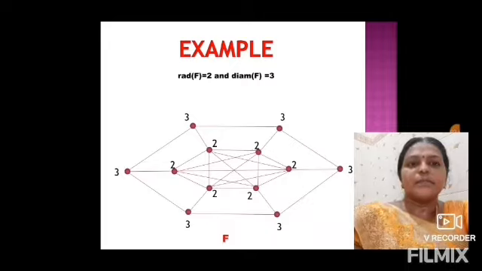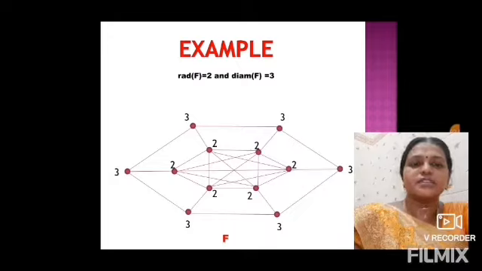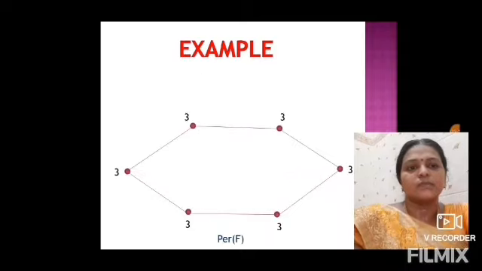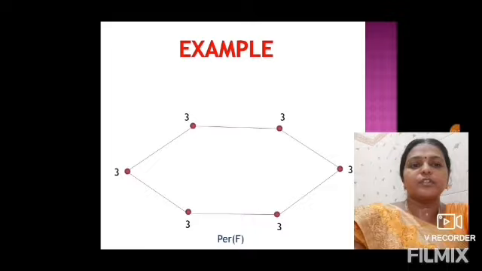Let's go for another example, the graph F. Here we could observe the eccentricities 2 and 3. So the minimum eccentricity, that is the radius of F, is equal to 2 and the diameter of F, which is the maximum eccentricity, is 3. So if we calculate the periphery of F and draw it, we have the cycle C6.